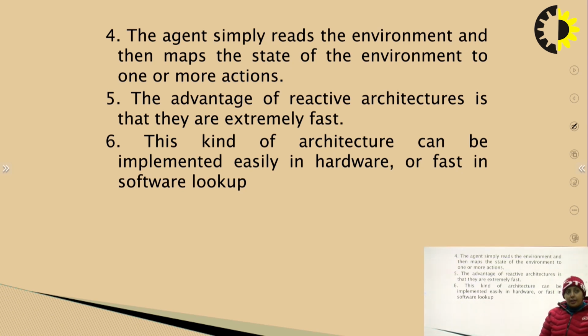The main advantage of this architecture is that it is extremely fast. Why are they fast? Because whatever they sense, they just react without applying their own logic or their own intelligence. They just react to that particular environment, whatever they sense. That's why they are extremely fast. This kind of architecture can be implemented easily in hardware as well as in software.